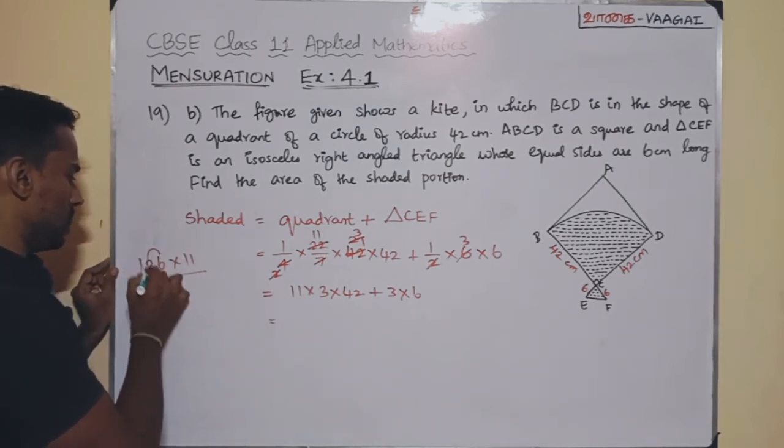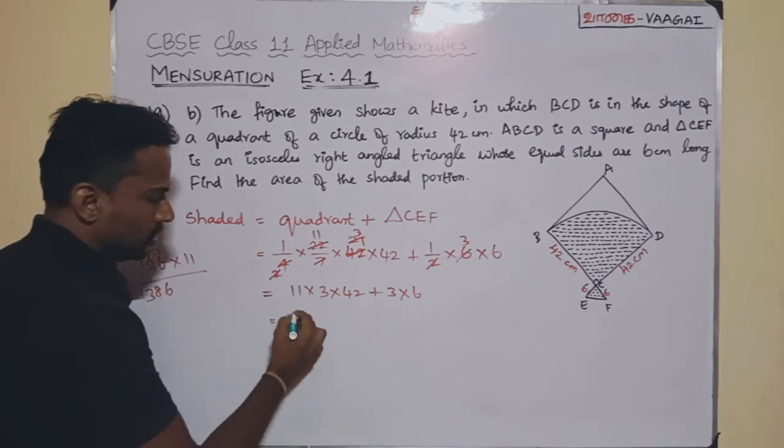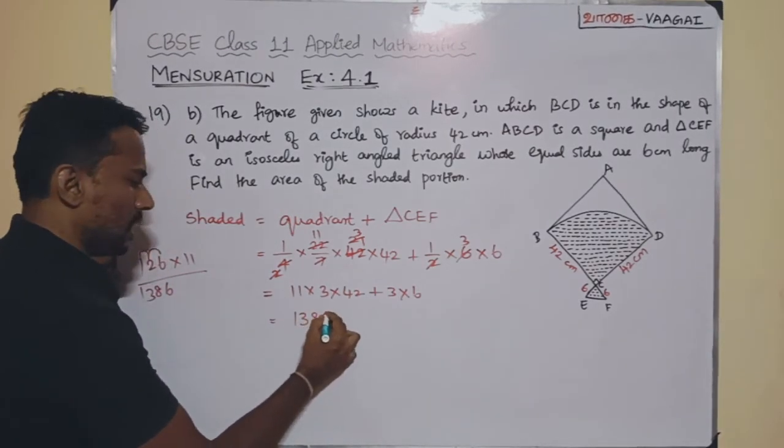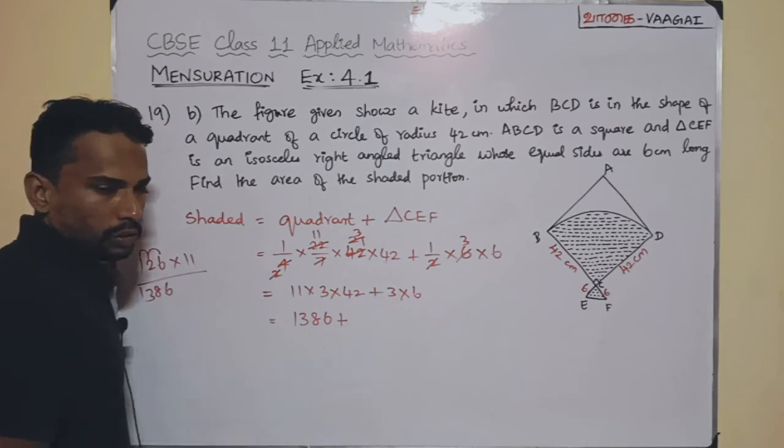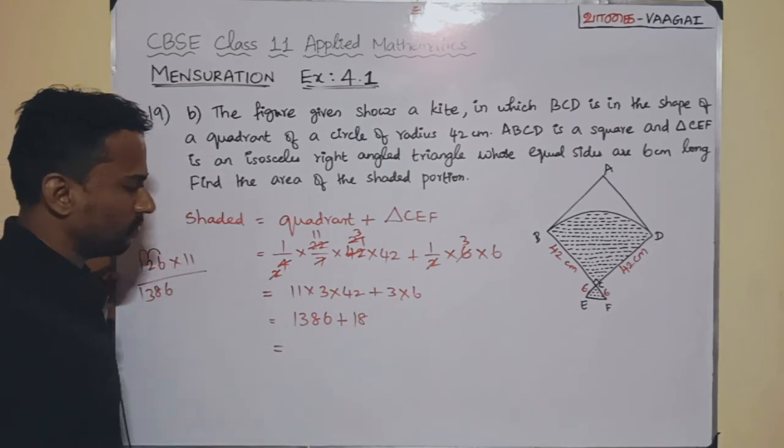6 plus 2 is 8, 2 plus 1 is 3, and drop this one as it is. Just that's it. 1386 plus here. What about 3 6 are? This is going to be 18. So simply if I add these values, I will be getting the final answer.